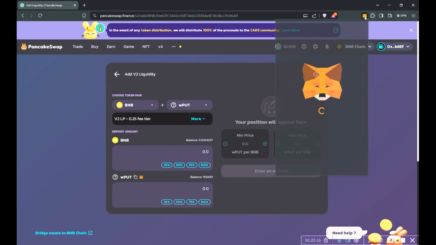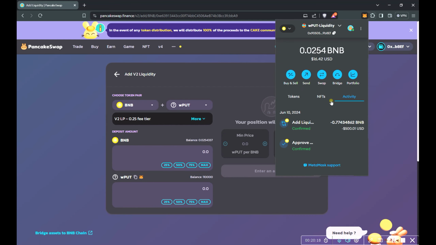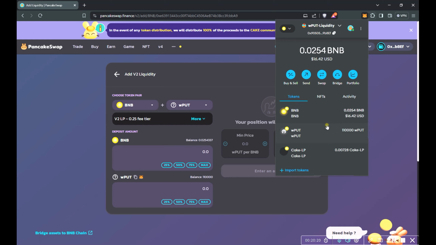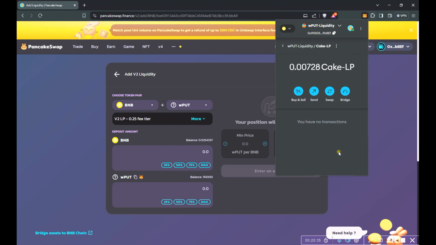We can go to our MetaMask and we jump to tokens. We see that we got 0.00728 Cake LP token, which represents our share in the liquidity pool. Wonderful. We got it here and we can maintain it here. And that's the most important thing.